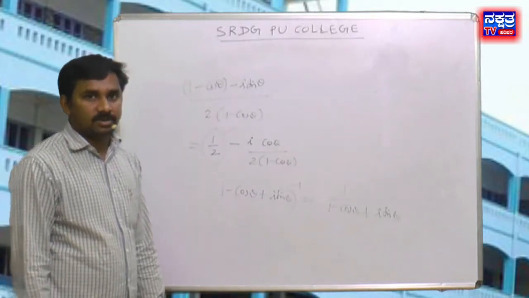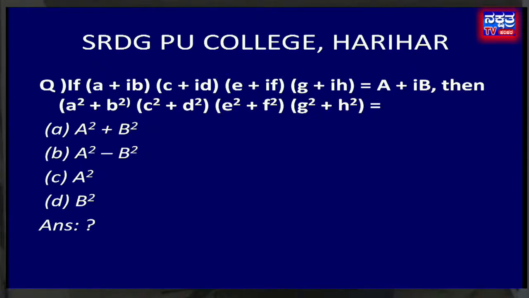Watch the next question. If (a plus ib) into (c plus id) into (e plus if) into (g plus ih) equal to capital A plus iB, then (a square plus b square) into (c square plus d square) into (e square plus f square) into (g square plus h square) equals? Options: option A, capital A square plus B square; option B, A square minus B square; option C, A square; option D, B square. So watch the board.